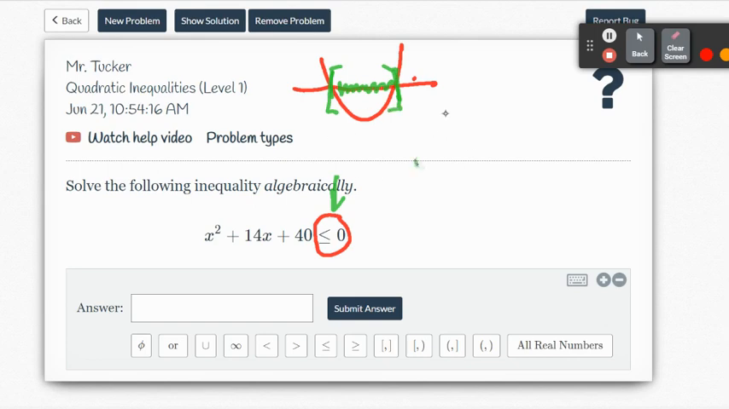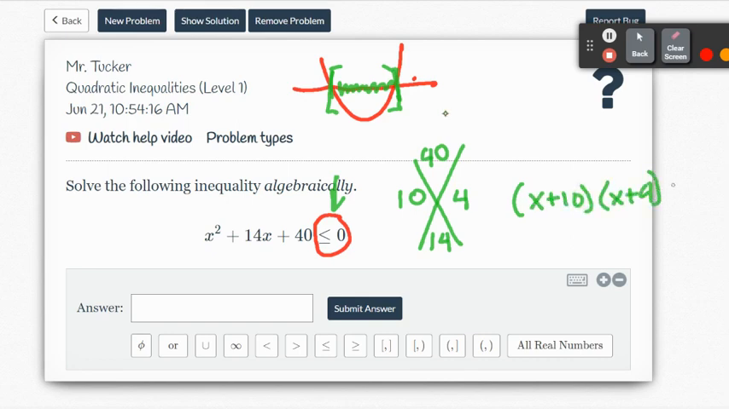So we want to go ahead and factor using the magic X with 40 on top and 14 in the middle, which conveniently looks like 10 and 4 to me. And so I'm going to factor and get (x + 10)(x + 4). You go ahead and set that equal to 0 so that you can figure out what those zeros are. So I get x + 10 = 0, x + 4 = 0. Subtract 10 from both sides and get x = -10. Subtract 4 from both sides and get x = -4.